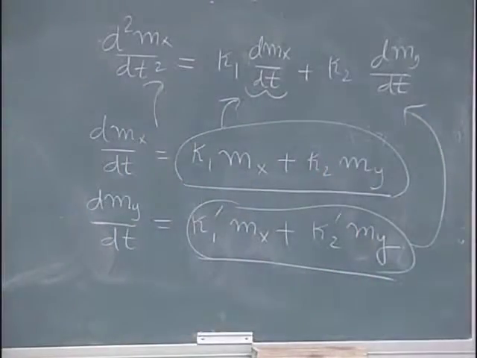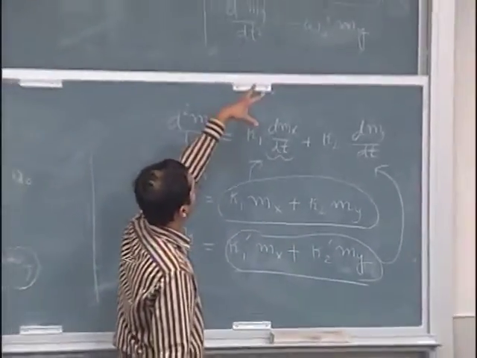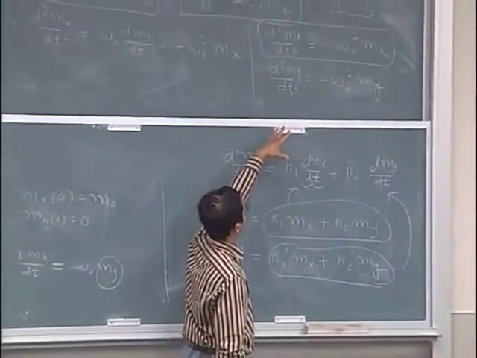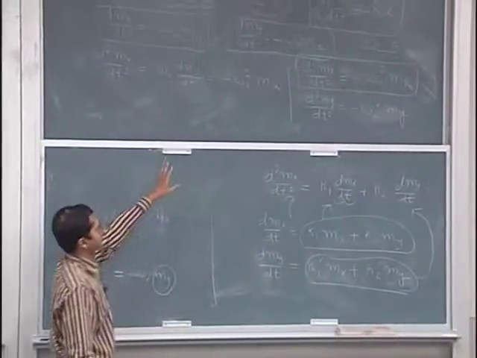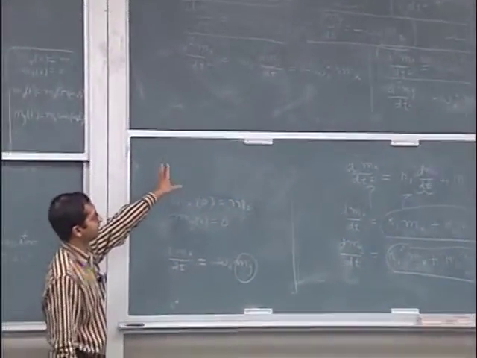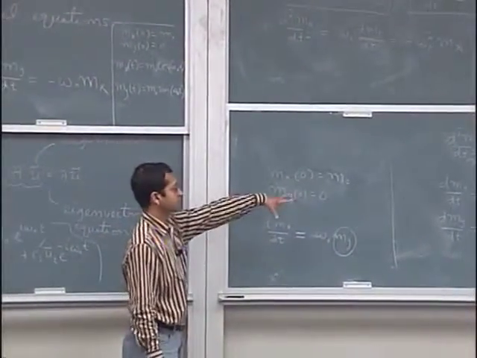But if I do that, I'm going to get a mix of mx and my. So I didn't decouple the equations. Correct? So in the previous case, these two equations got separated. So I had d2mx dt2 equals negative omega 0 square mx, d2my dt2 equals negative omega 0 square my. So you could solve them separately. There is no coupling. Now mx is a separate equation, my is a separate equation. And here, that's not the case.